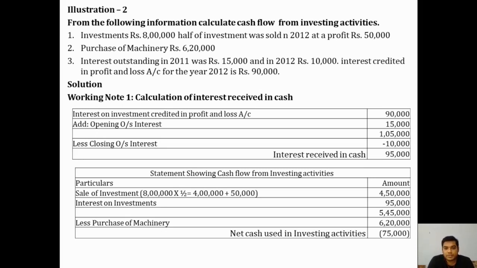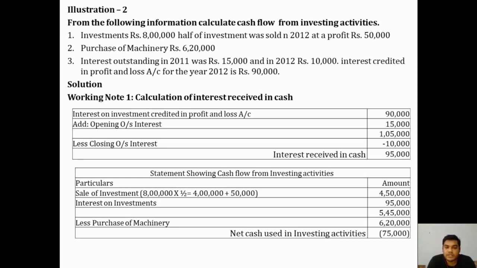Now let us prepare a statement showing cash flow from investing activities. The format is simple, particulars and amount. Here first we will consider sale of investment, that is where inflow has happened. Earlier we discussed that out of 8 lakh, half of the investment has been sold, which means the investment of 4 lakh rupees has been sold. Plus profit has been made, so profit has to be added back. That is 50,000 has to be added back. So total it will come up to 4 lakh 50,000 rupees.